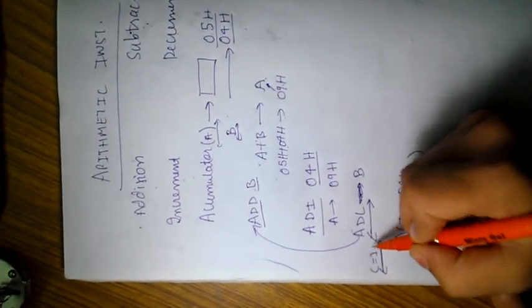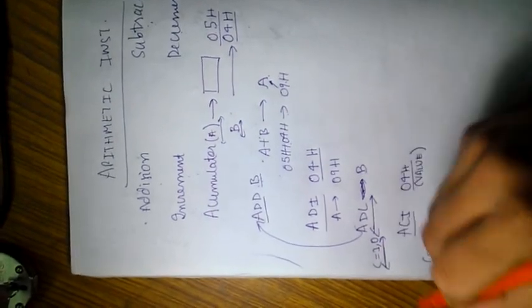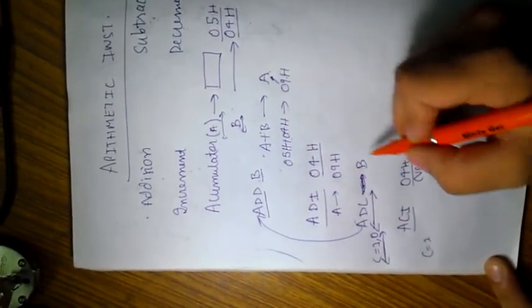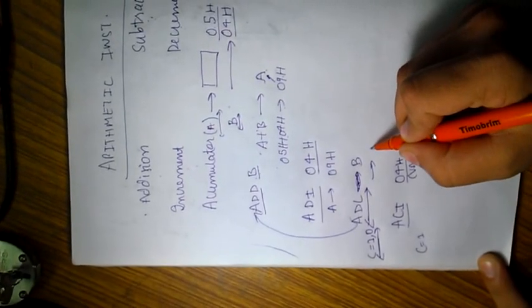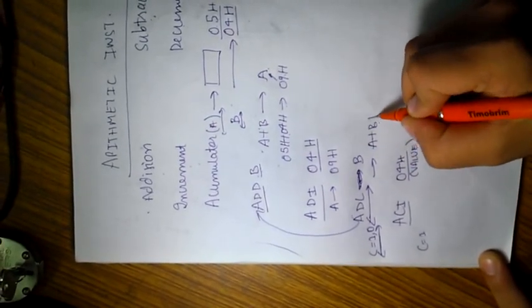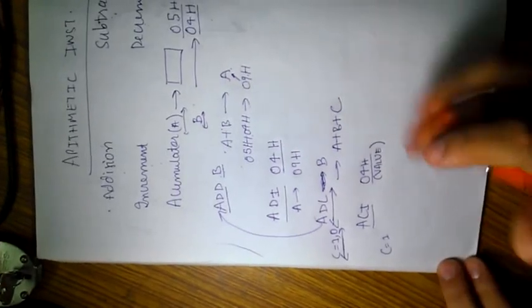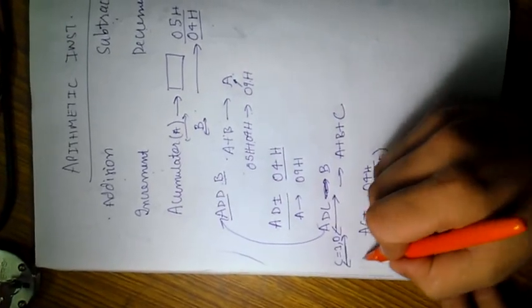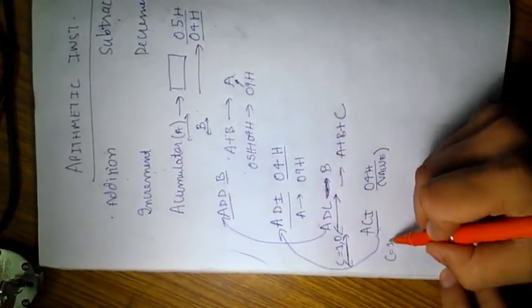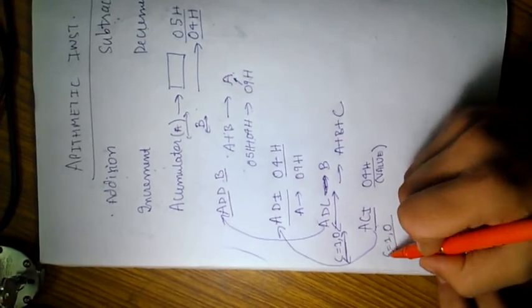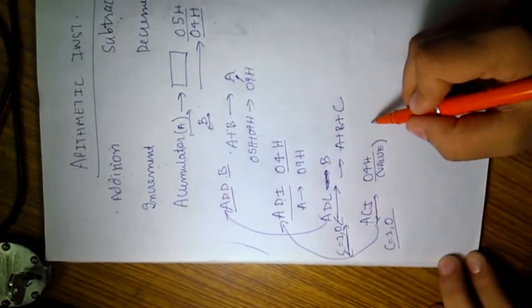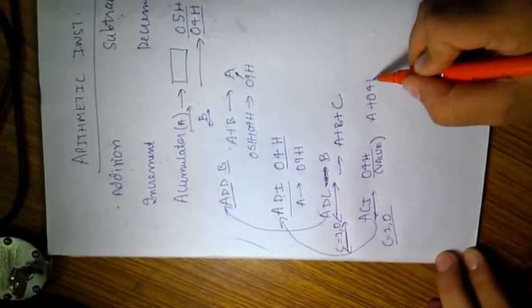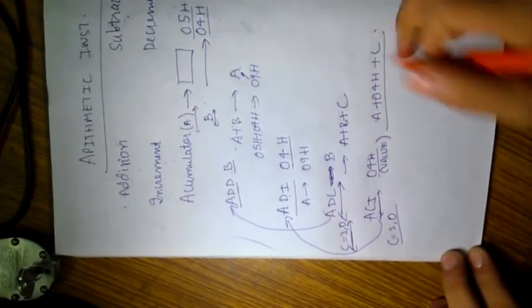Now, the ADC opcode does the same work as ADD, but it also adds the value of the carry, that is maybe 1 or 0, to the result of the sum. That is, the answer will be A plus B plus value of carry. ACI works the same way as ADI, but the value of carry is also added in the sum. That is, the result will be A plus 04h plus value of carry.